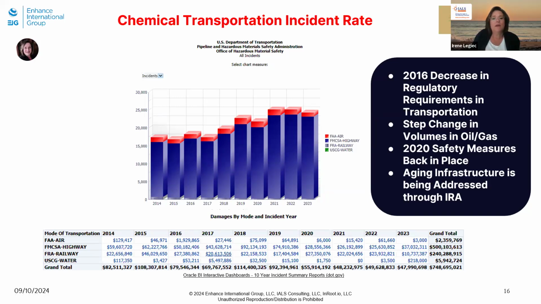You take a look at this increase and you're trying to figure out why. Well, in 2016, there was a decrease in regulatory requirements in transportation, which had an impact. You can't take your foot off the gas here. There is a step change in volumes in oil and gas production. And then you see in 2020, we started putting some measures back in place and it's starting to correct itself. The other thing that's really, really important is aging infrastructure. That's being addressed through the IRA. And so that's another critical act that has been enacted to protect the United States that we need to keep going.